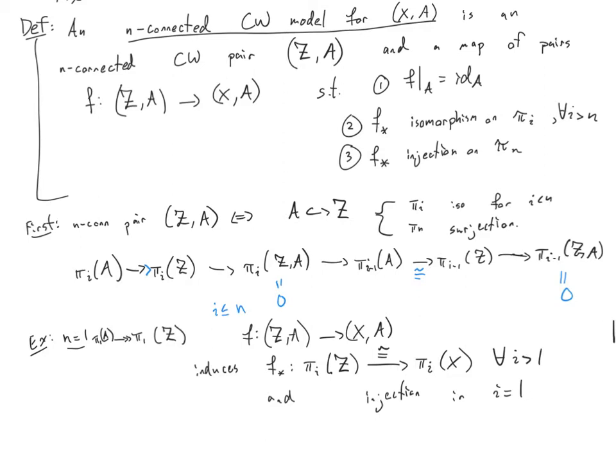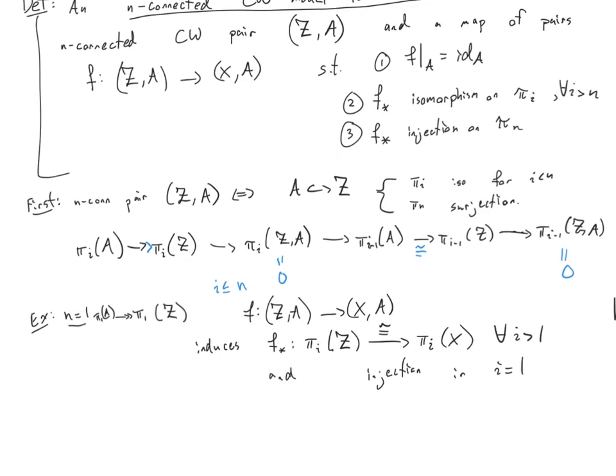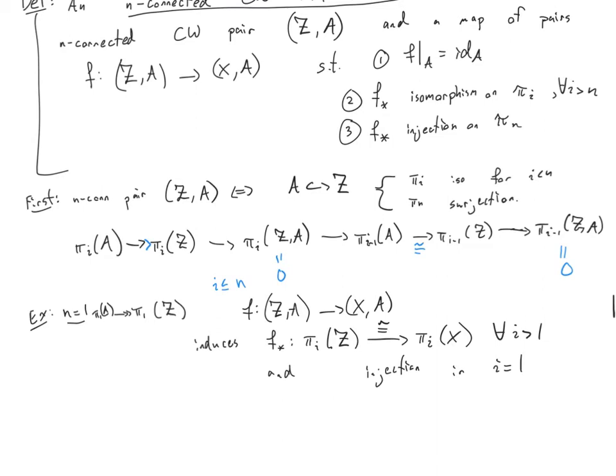You should think of this as A living inside of both Z and X, and we have this map F, and F is now making Z look like X in its higher homotopy groups.